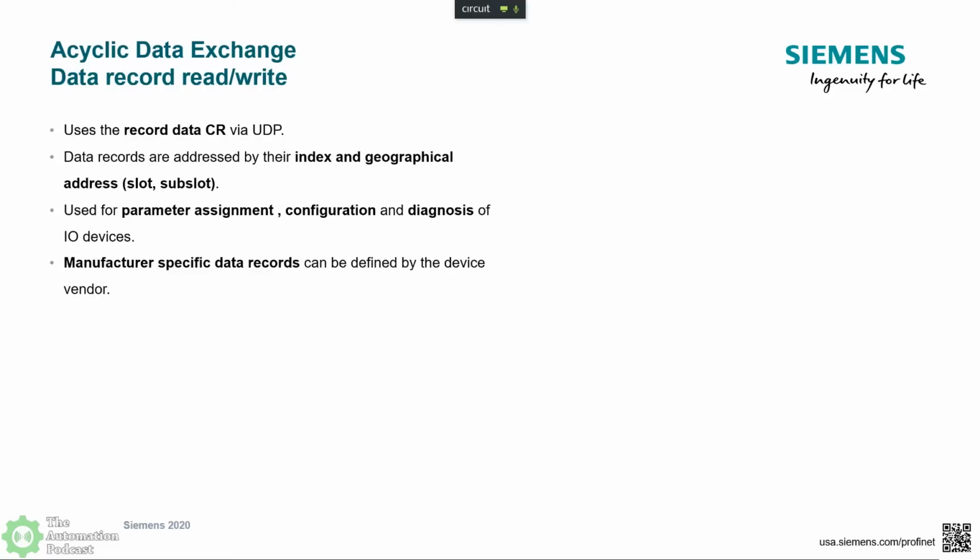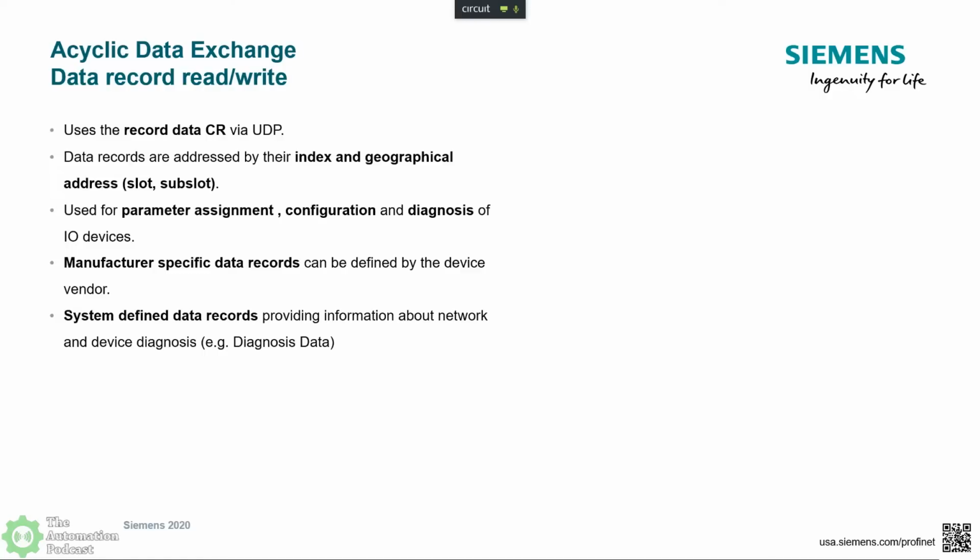And besides the predefined data records, which are defined in the PROFINET standard, each manufacturer has the possibility to specify its own data records. Those data records are usually written in a GSDML file as well.